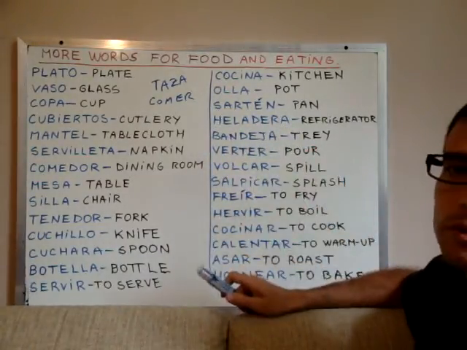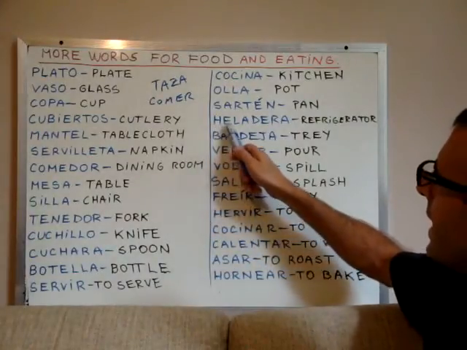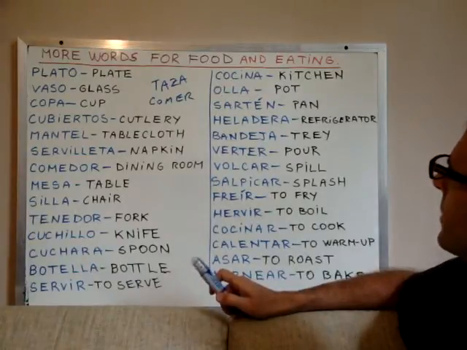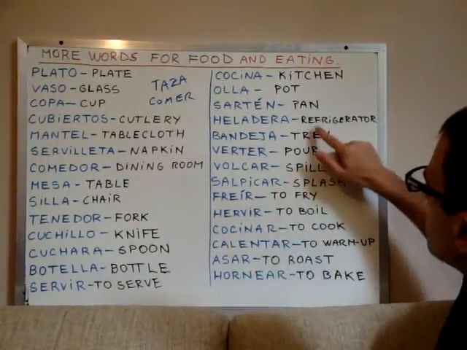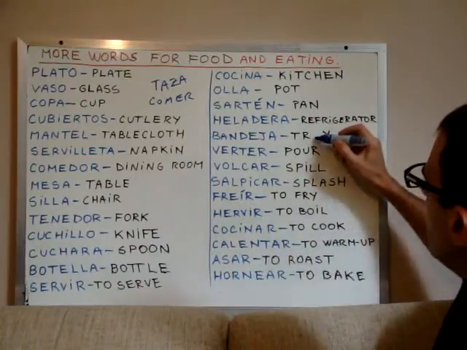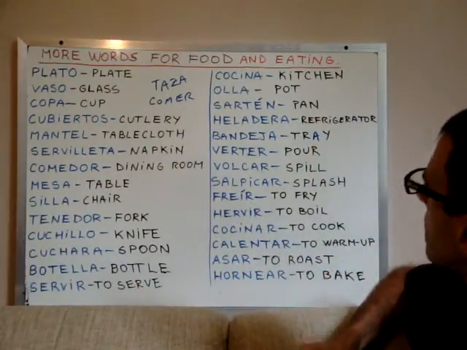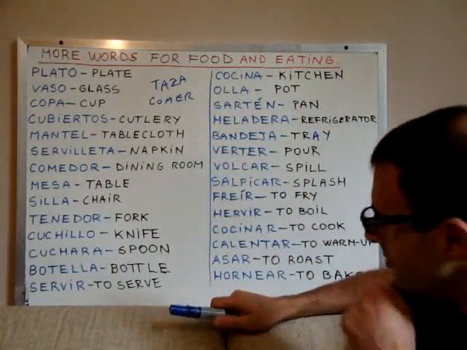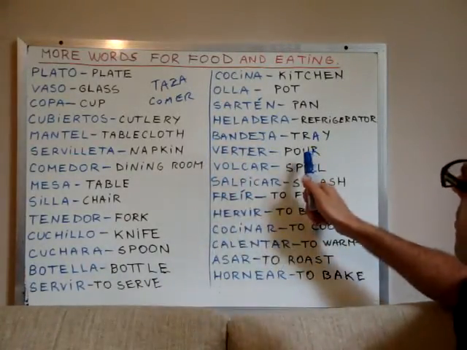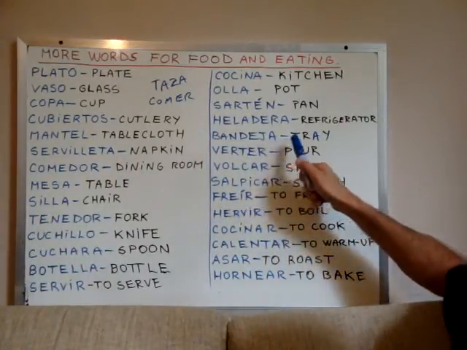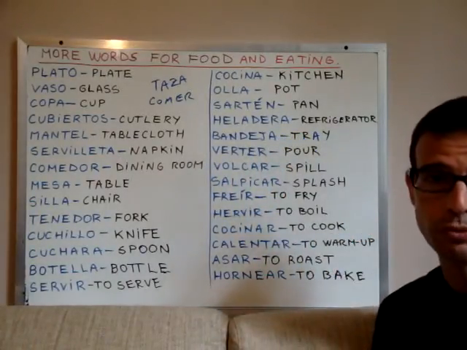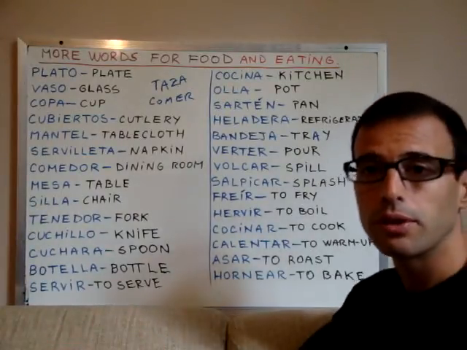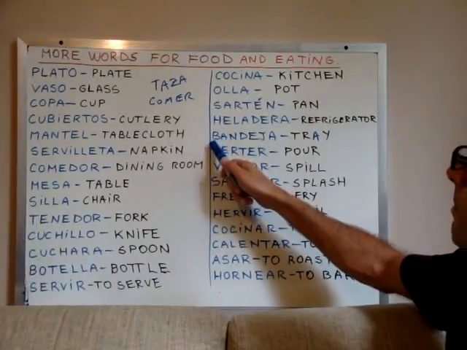Heladera is refrigerator. Four syllables. Heladera. And the word for tray is bandeja. So bandeja is tray, right? Where we, for example, will carry some plates and glasses to the table in a tray, okay? In a bandeja.